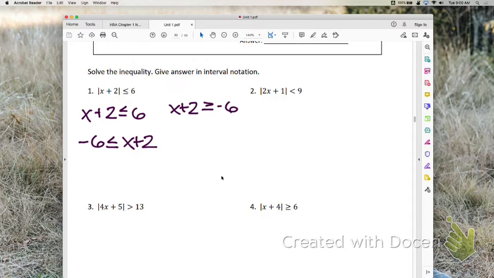It's just reading backwards, right? What am I going to put on the other side? The positive 6. The +6. Now this becomes exactly like one of those on the previous page, and my goal is to get x by itself where? In the middle.